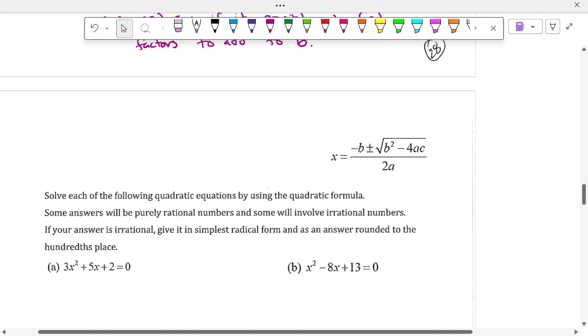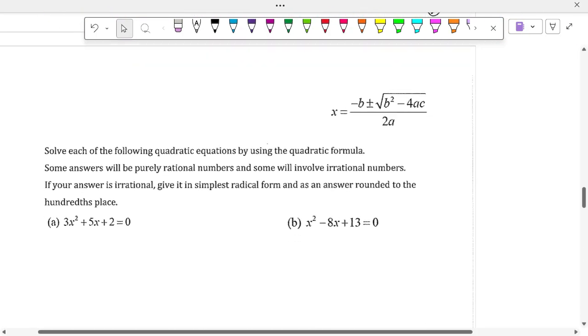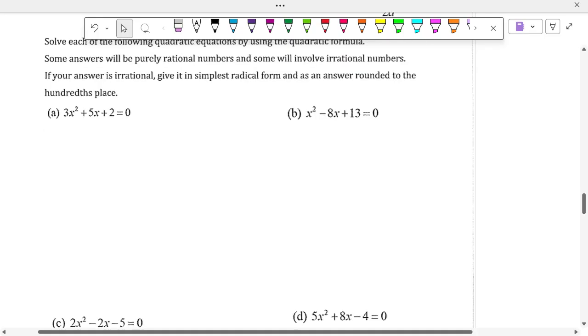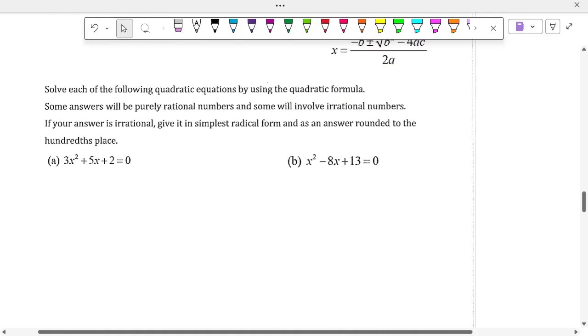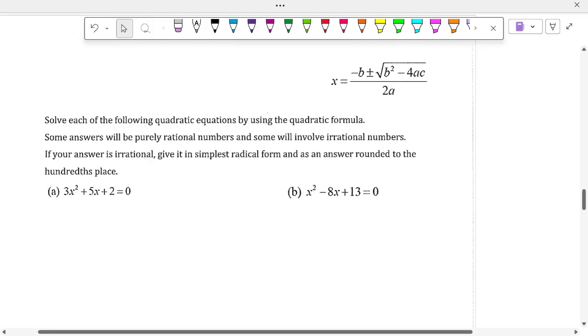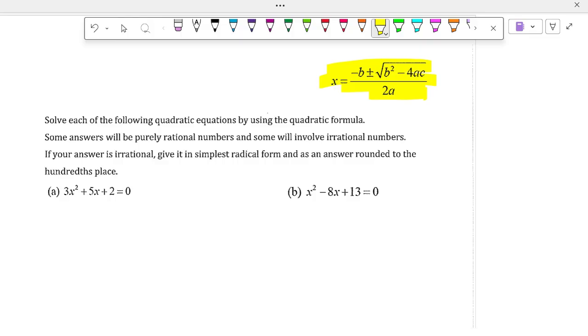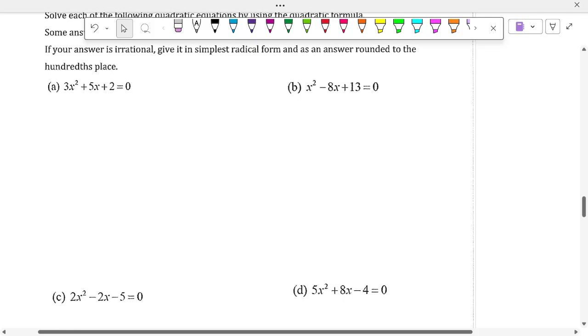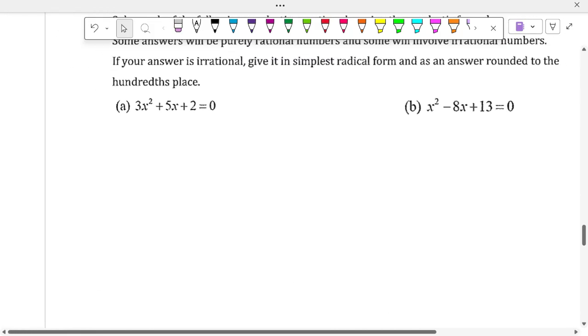All right. So now we're going to do some problems that we definitely can't factor. So let's look at the next page. They restate the quadratic formula for us. We're going to go through and do all of these.